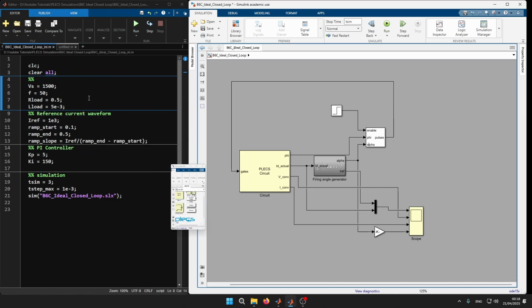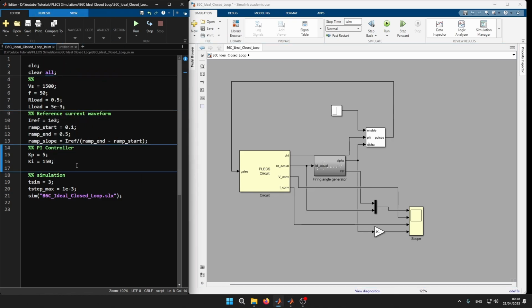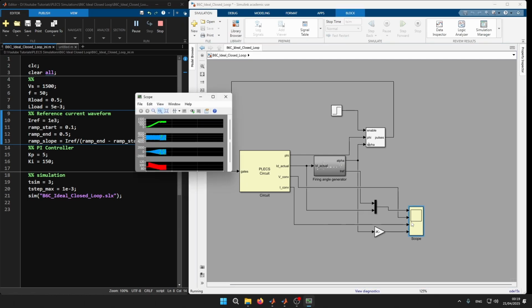So, do we have everything here? It's defined. So the load resistance is 0.5 ohms, and we have considered an inductance of 5 millihenries. Other parameters are unchanged. Let's run and see the results.